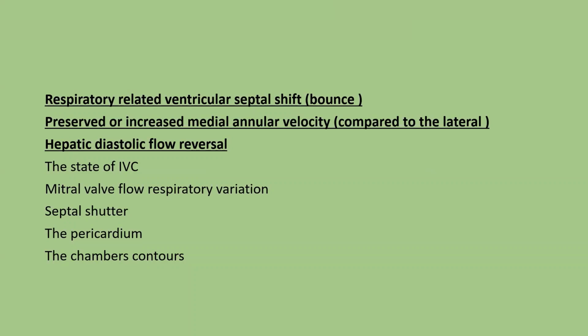Now, the rest are the state of IVC, the mitral valve flow respiratory variation, the septal shatter, the pericardium thickness and calcification, and the chamber's contours. So these are the data you are going to gather in echo. The more data you gather, the more specific your diagnosis will be, right? So let's find out.